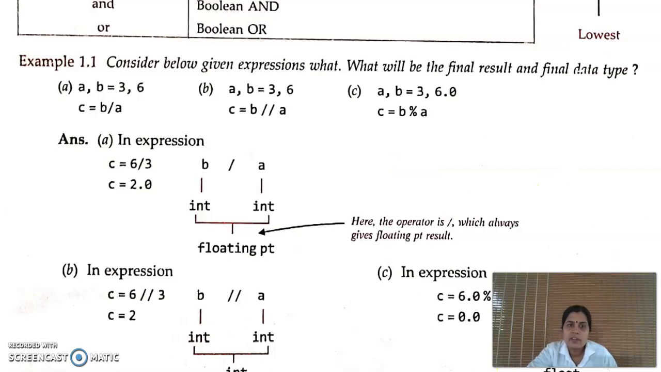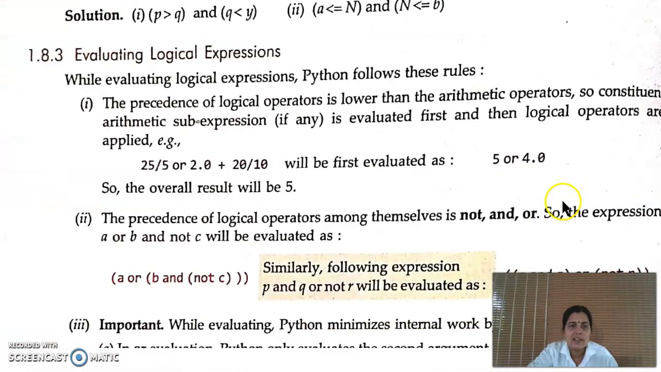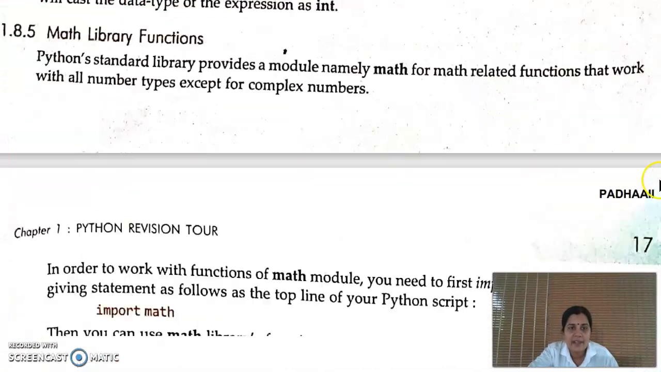Suppose we already studied operator precedence, where some operators have higher precedence. Suppose this C question: A equal to 3, B equal to 6.0, C equal to B percentage A. What will be the output? So let's look at an example. In the expression for C, first we have to find 6.0 percentage 3, because B's value is 6.0, A's value is 3, and the result is assigned to C. So this is for operator precedence.